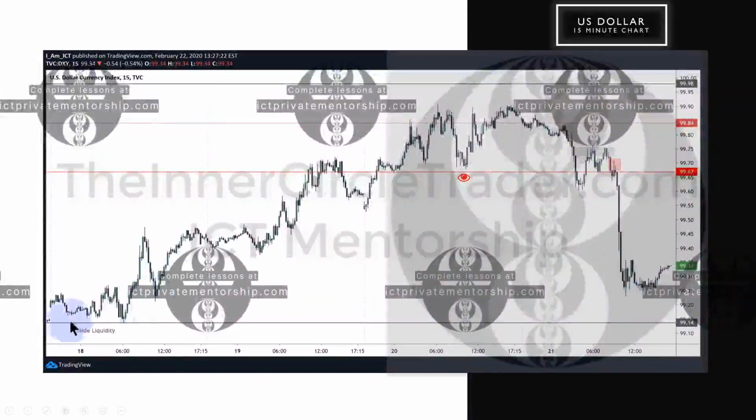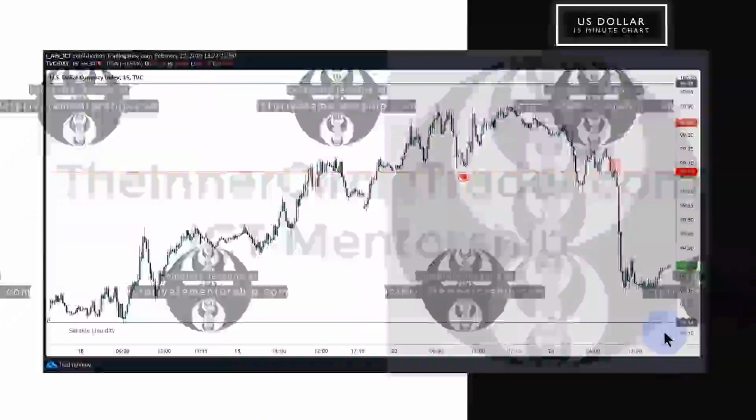Now, we have sell side liquidity resting over here, so we could see it trade down there. I want to see it, if it goes below 99.15, 99.10, it needs to do it like a spike and then start coming back and then attack the equal highs. If we just start aggressively going lower, then we might be in for something in terms of a major turn on the dollar.